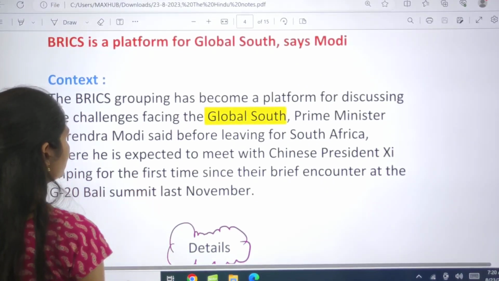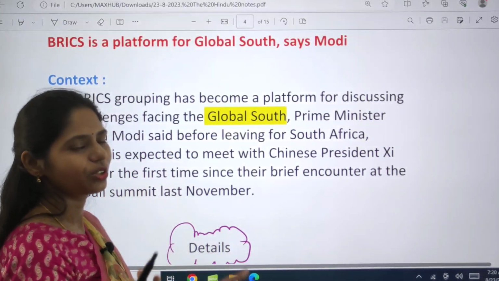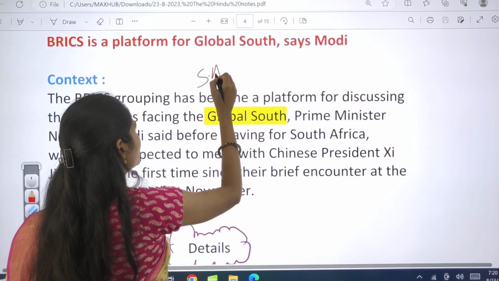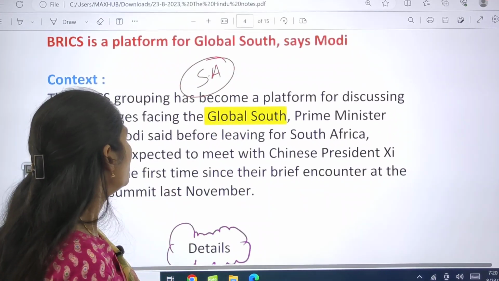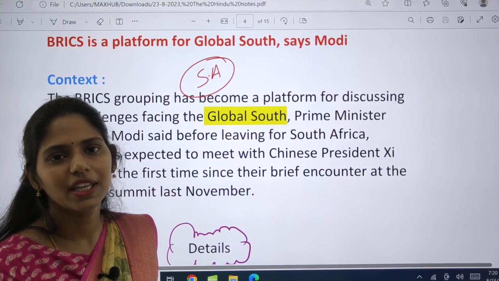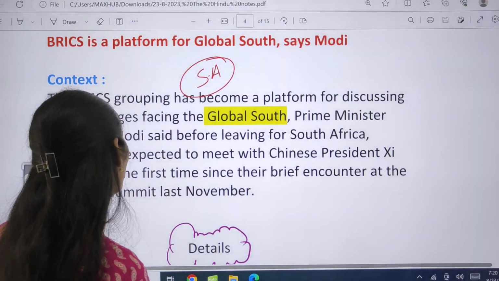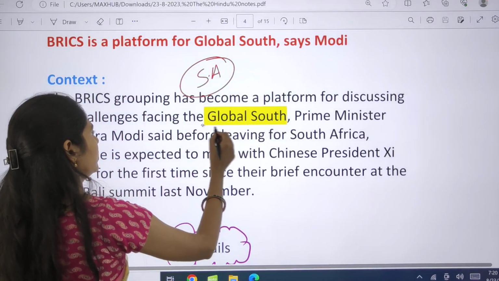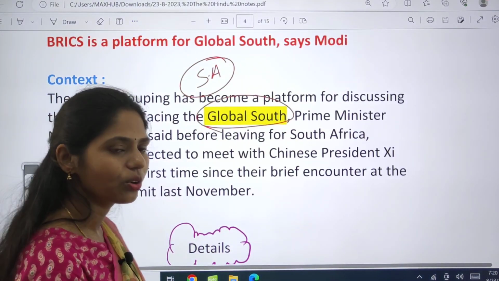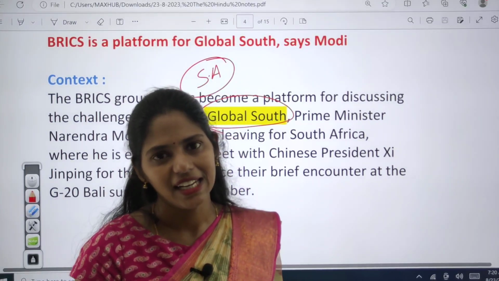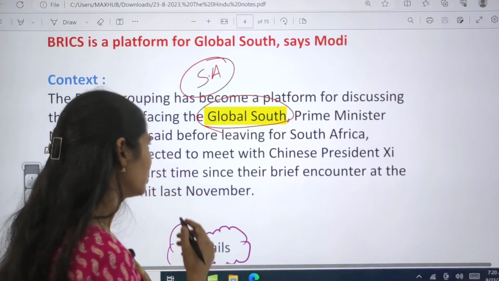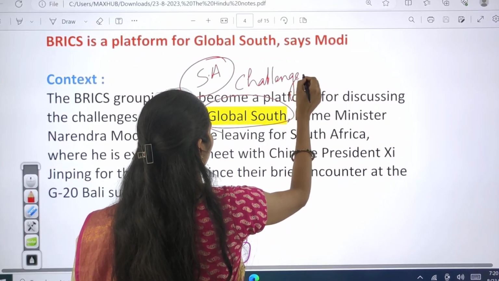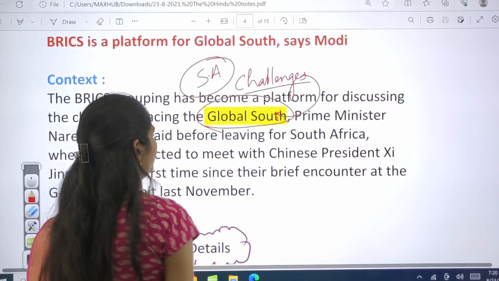So what is the context here? Yes, the context is that the BRICS summit is going on in South Africa. This BRICS summit became a platform used by our Prime Minister to use this term called Global South. In this summit, they are going to address the challenges faced by this Global South.